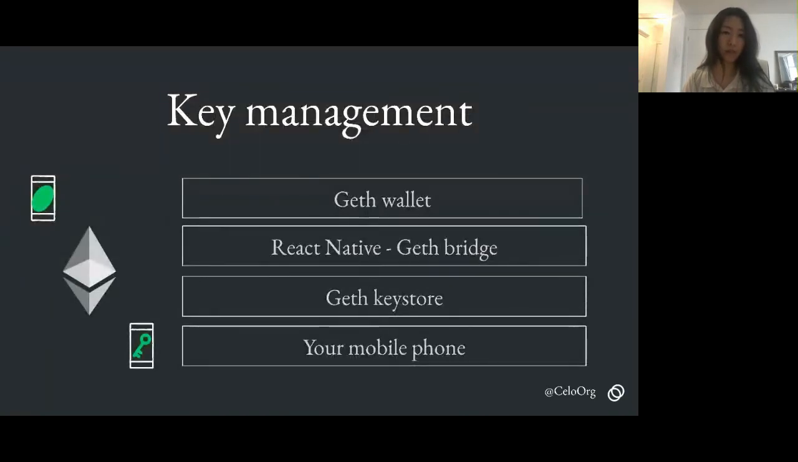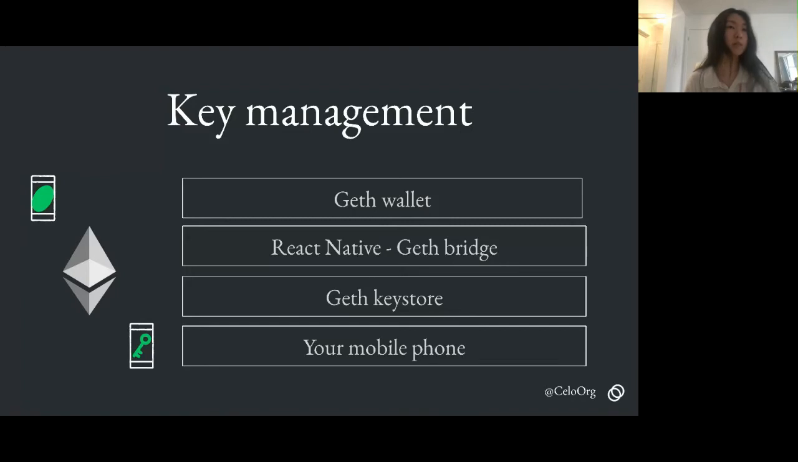In Valora, key management is stored locally on the mobile phone. On your phone, on the blockchain layer, we use a Geth key store, which holds all of the private keys to your accounts. Then we use a React Native Geth bridge, which allows us to access that key store from the app, which uses React Native. And in React Native, there is a Geth wallet that is able to manage the transactions and all of the functions that are called on the blockchain layer.